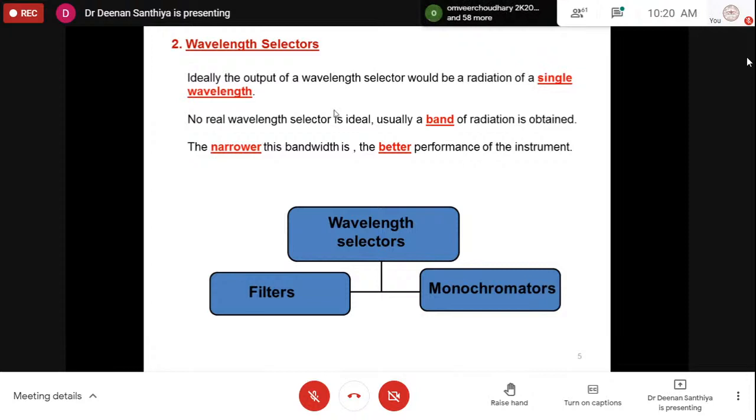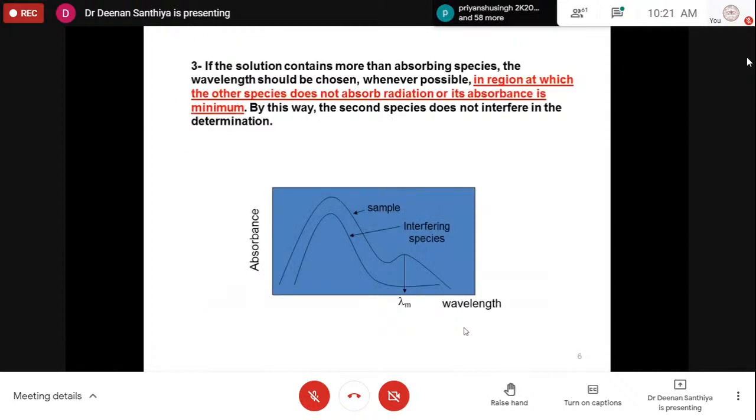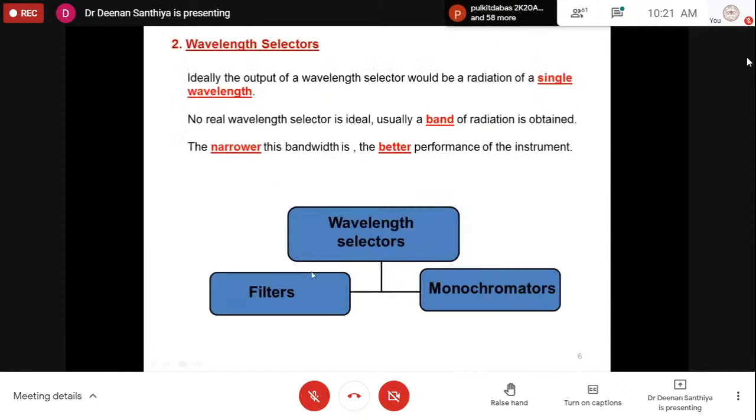So what are the wavelength selectors? It can be simple filters, simple prisms, or a monochromator. Monochromators are generally gratings, and I will explain this part. The filter is a prism made up of quartz or glass. A grating is nothing but a small glass plate or quartz plate.